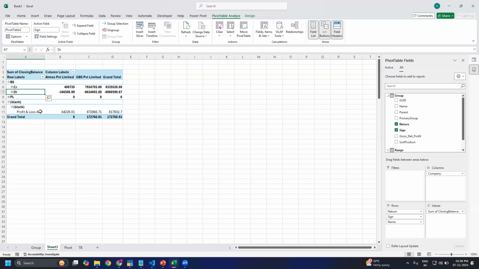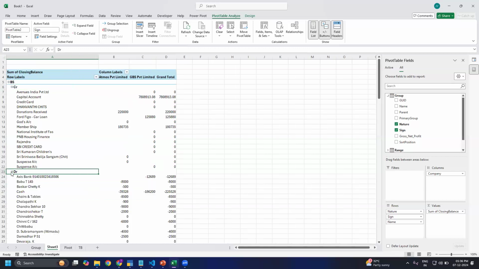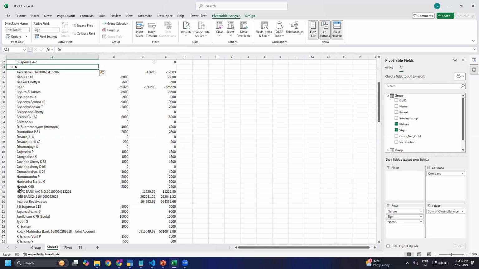And this is separate. So if I do any changes in Tally, like related to ledgers, everything it will change. So I will show you that one also, how it is useful for real-time purpose.